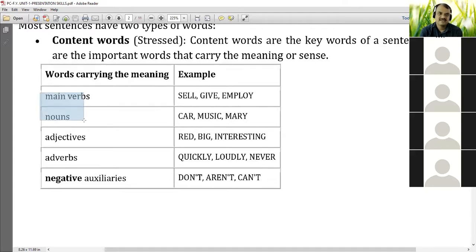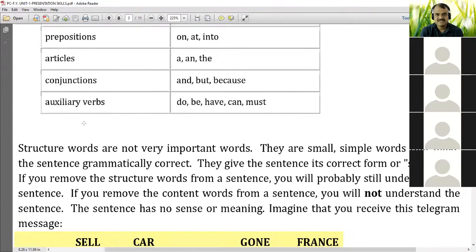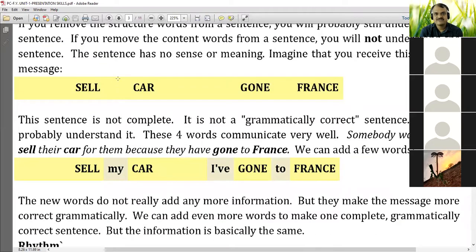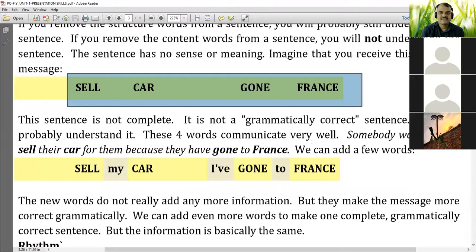You can see here, right? Main verbs and nouns occur in content words. They are stressed words. Is it clear? Don't get confused. Don't give wrong answers. Okay? ठीक आहे. तर हे एक वाक्य आहे. वाक्यामधले हे content words आहेत.